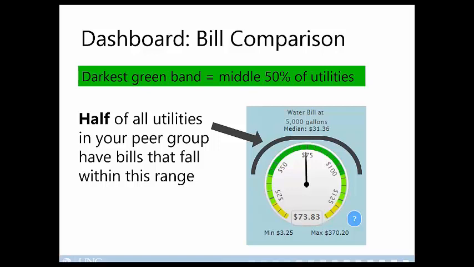But what we're really focusing on is what the colored segments of the dial mean. So this widest green patch in the middle of the dial, that is the middle 50% of the utilities. Their bills fall within that range. So you can think of that if you're in the middle, you're right with the pack, you're probably doing okay. You're not too high or too low for what's within your peer group.